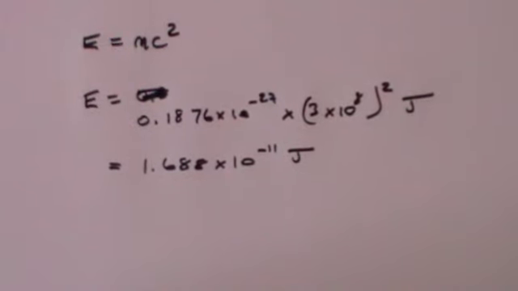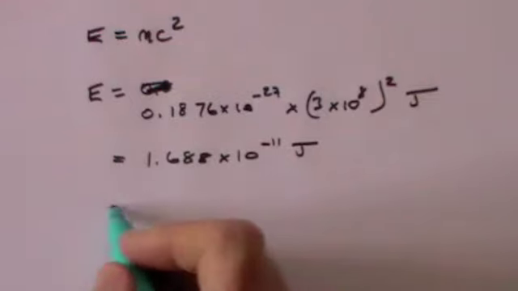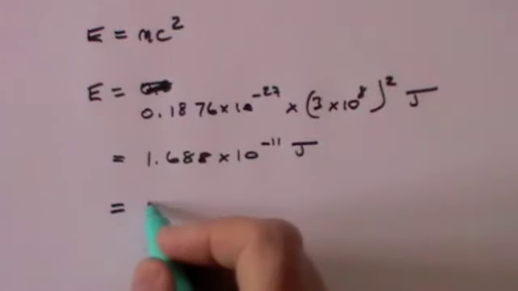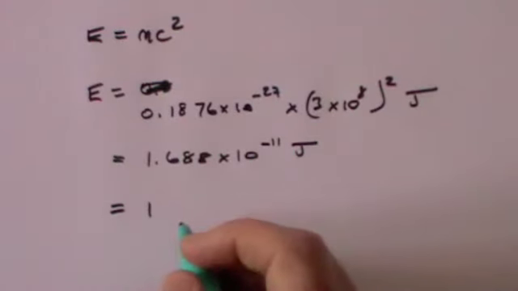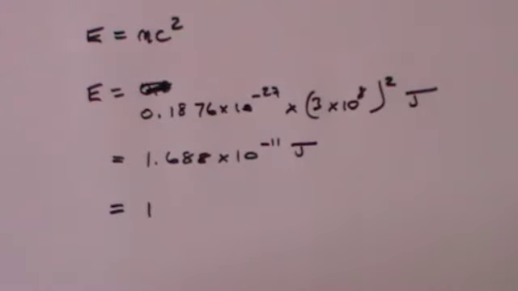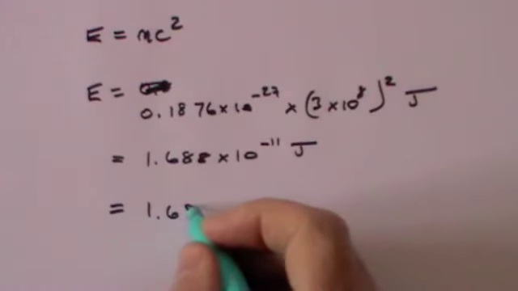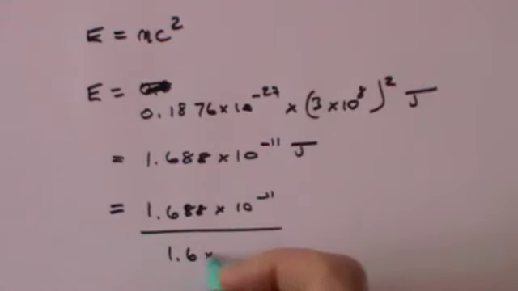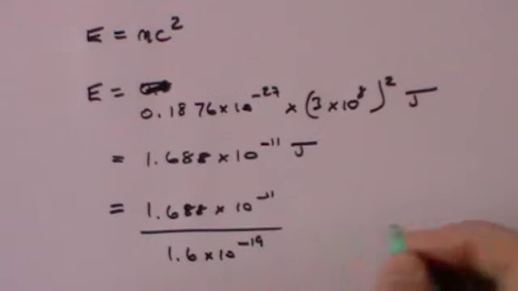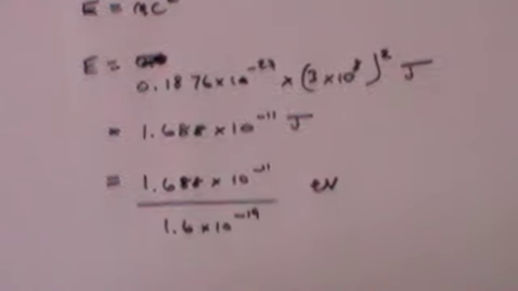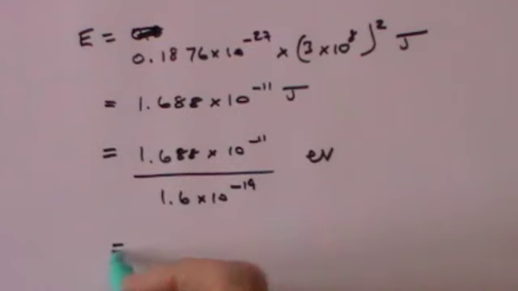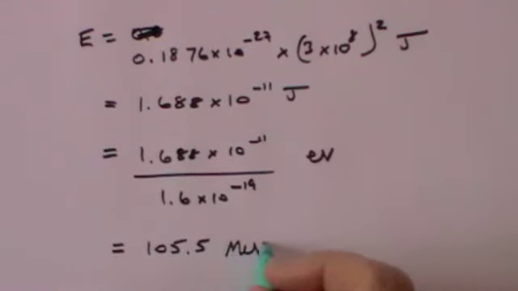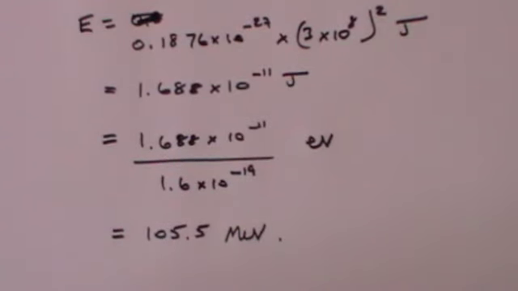And if we want the binding energy in electron volts, which quite often is the case, then you're going to have to convert joules to electron volts, which we do by dividing. So 1.688 times 10 to the minus 11 divided by 1.6 times 10 to the minus 19 will give you the energy in electron volts. And that is going to come to 105.5 MeV, or 105.5 times 10 to the 6th eV.